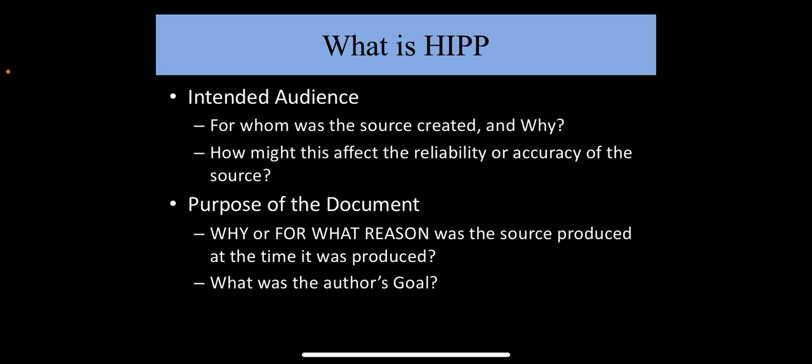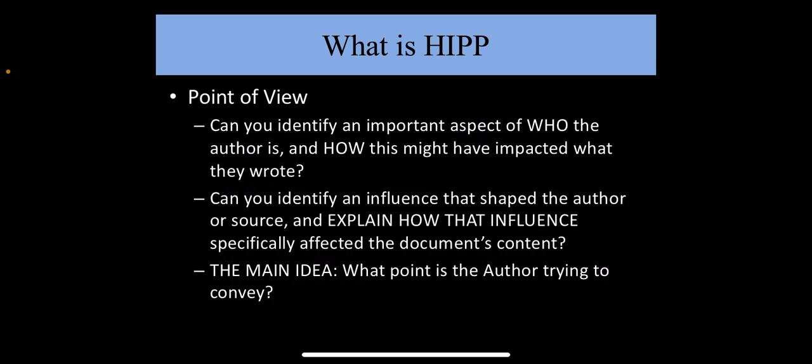And then purpose of the document. Now, this can sometimes double with the why of the intended audience. Regardless, doesn't matter. Purpose of the document: why and for what reason was the source produced at the time that it was produced? And what was the author's goal? So those are the purposes of the document. Sometimes those can overlap as well.